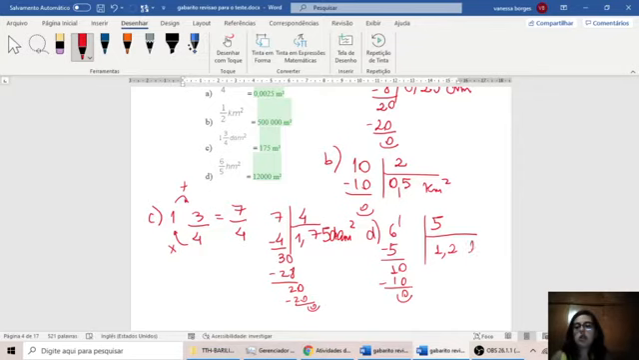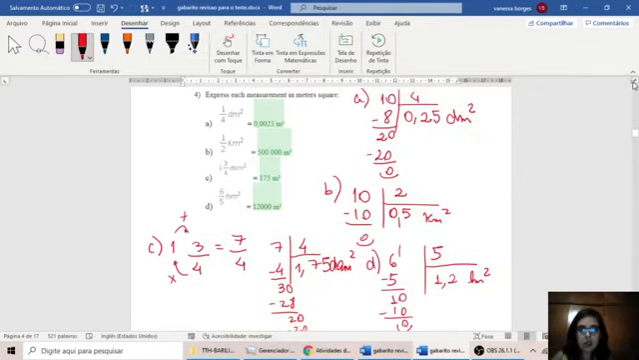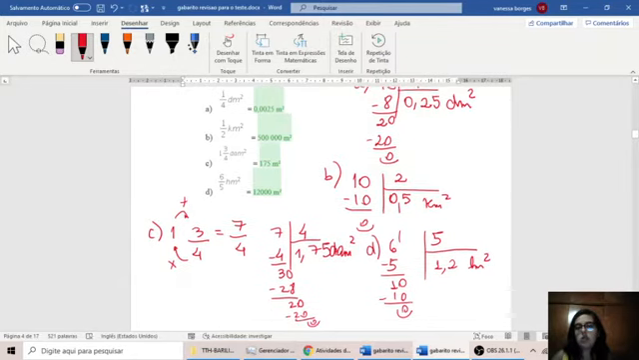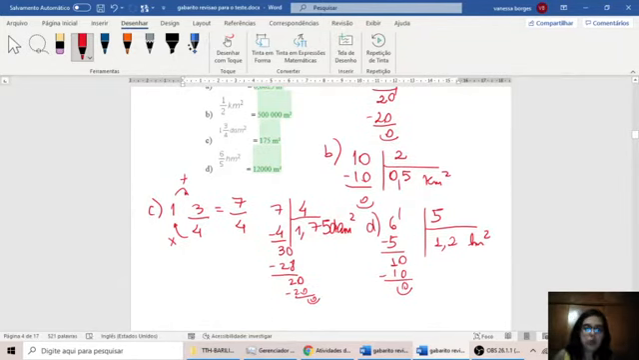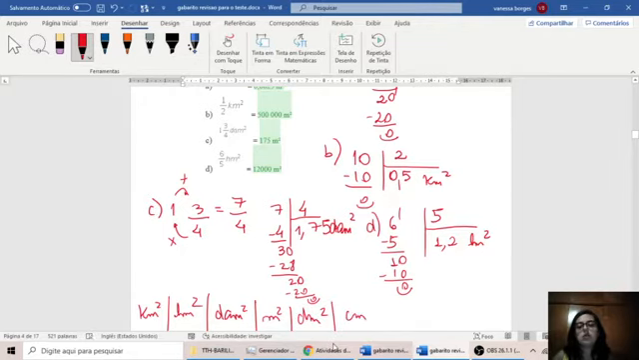respective decimal representations, and they want in the activity that I change everything to meter square. So I'll put here kilometer square again, hectometer square, decameter square, meter square, decimeter square, centimeter square, and millimeter square.